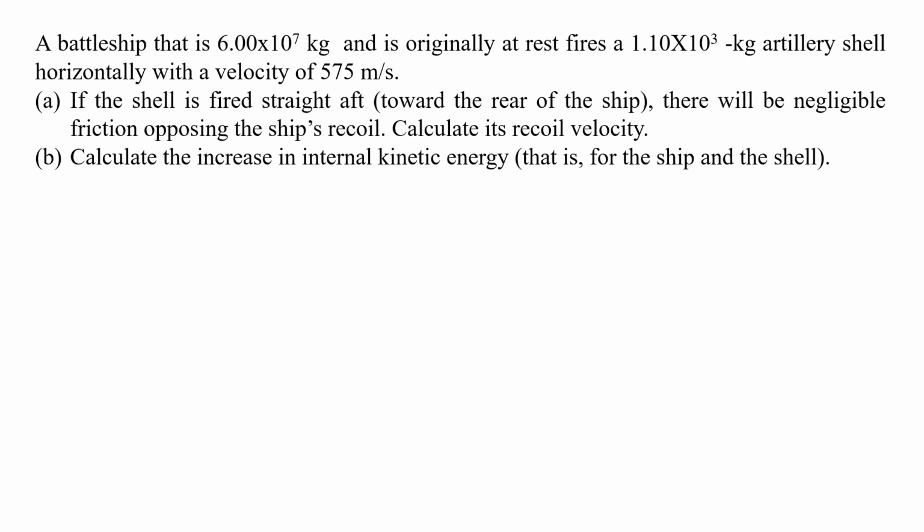A battleship that is 6.00 times 10 to the power of 7 kilogram and is originally at rest fires a 1.10 times 10 to the power of 3 kilogram artillery shell horizontally with a velocity of 575 meters per second. A. If the shell is fired straight aft towards the rear of the ship, there will be negligible friction opposing the ship's recoil. Calculate its recoil velocity. B. Calculate the increase in internal kinetic energy. That's for the ship and the shell.